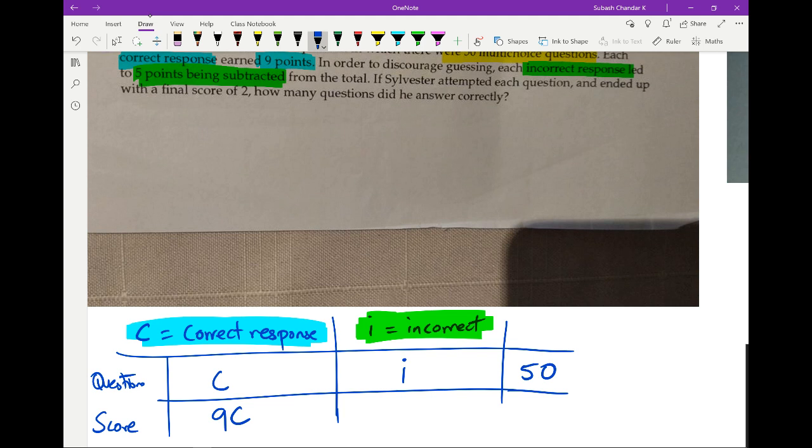And then the incorrect response, and he actually gets 5 points being subtracted. So it's actually going to be 5I. And then his total score is actually 2.